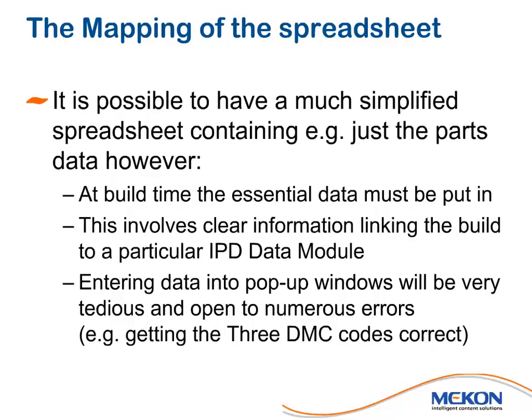However, it's possible to have just, for example, a spreadsheet which just contains the parts list information. But then, of course, you've got to think about entering all the information in the ID and status area. And the problem comes particularly with the data module code, which is very complex, and getting something wrong there would be very easy indeed. So the spreadsheet that we've demonstrated here is pretty well the minimum that's required to make sure you get a build without actually having to do any extra information entry.